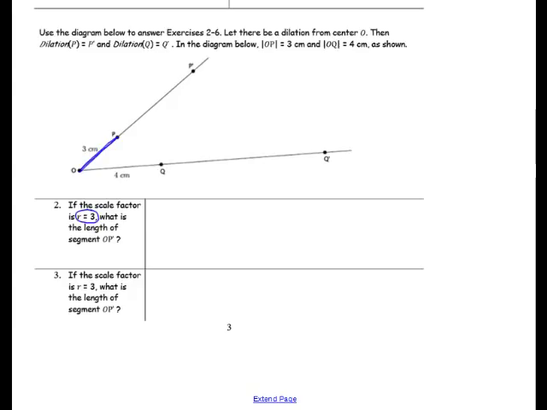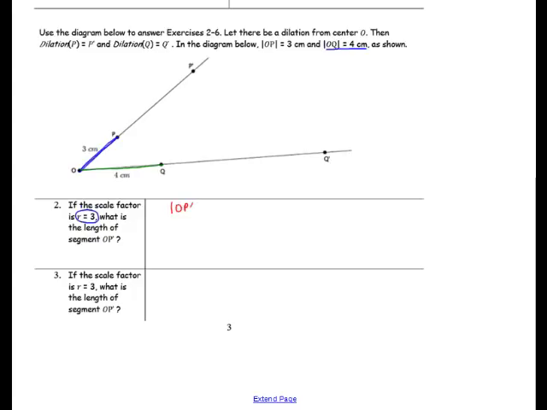And OQ is 4 centimeters. Here's OQ, and that is 4 centimeters. So the scale factor r equals 3. What is the length of OP prime?